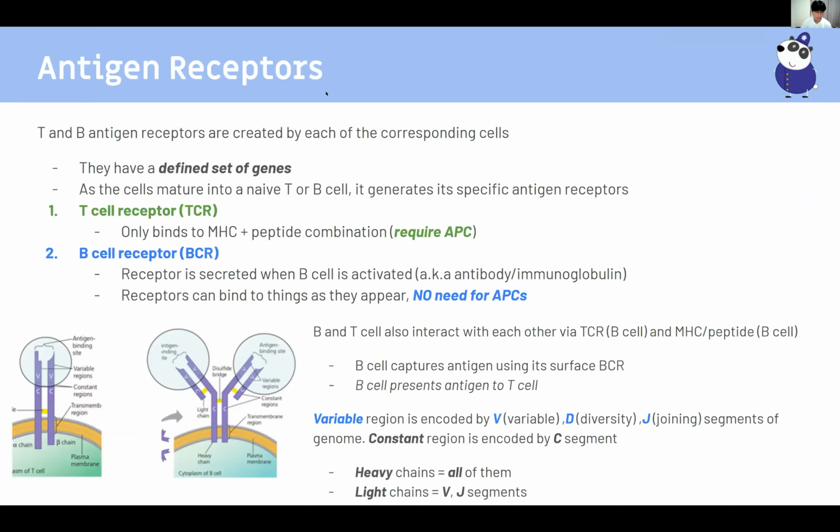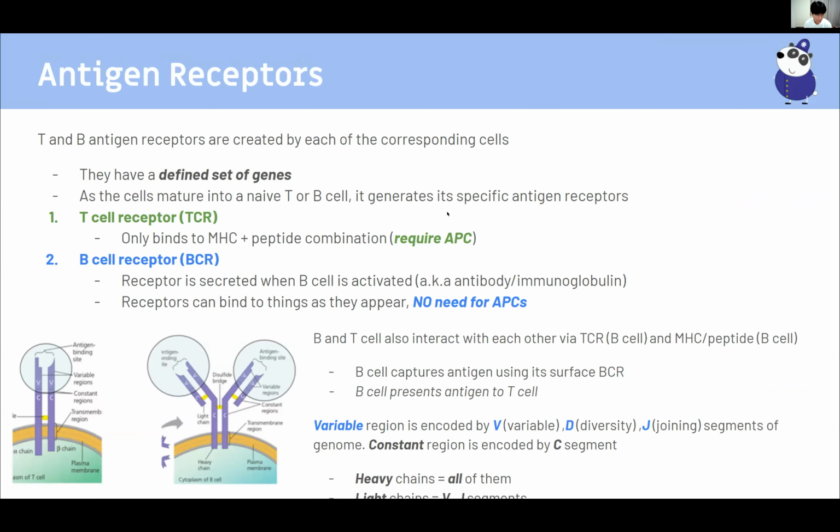Okay, so for the antigen receptors themselves, there are T and B cell antigen receptors, and these are created by each of the corresponding cells. So T cell receptors will be created by T cells, and B cell receptors will be created by B cells. They have a defined set of genes. Basically, there's a variable region, and these are encoded by V for variable, D for diversity, and J for joining segments of the genome. And there's also a constant region which is encoded by the C segment.